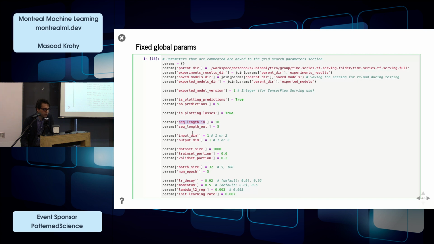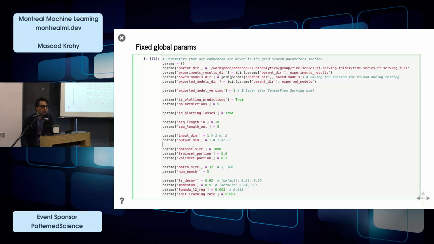We have a sequence of 10, imagine 10 days of time series, and then we have a prediction of the following 5 days. So that is what sequence in and out mean. Input dimension, we have 1 and 1 here. And that's what I'm going to show.